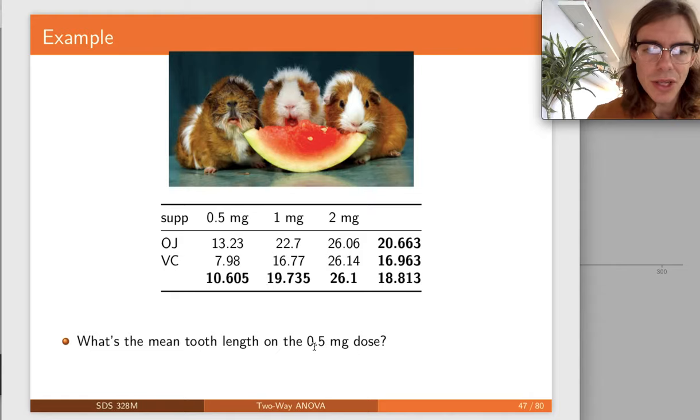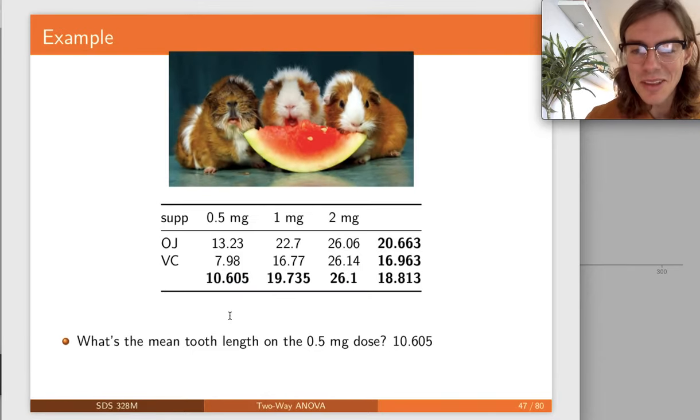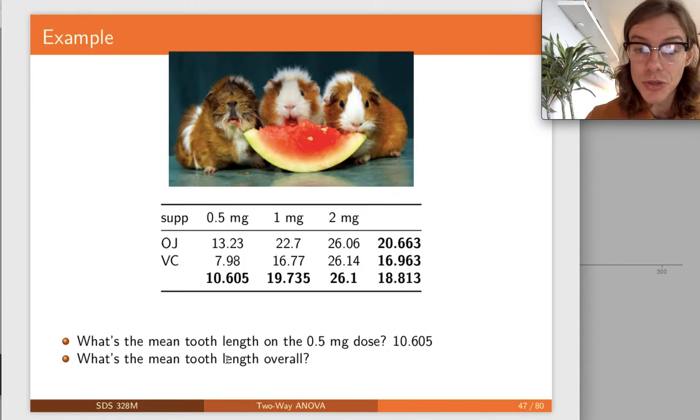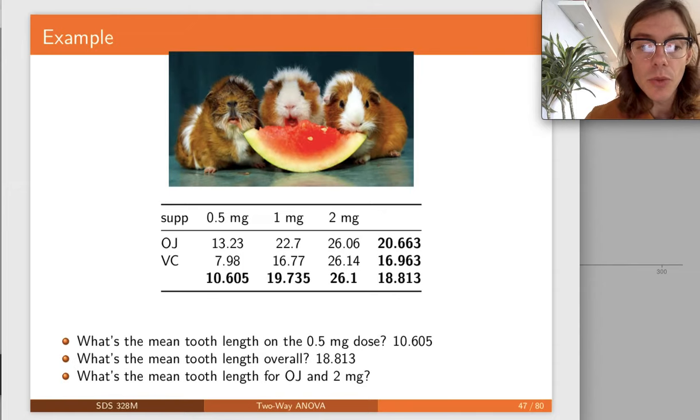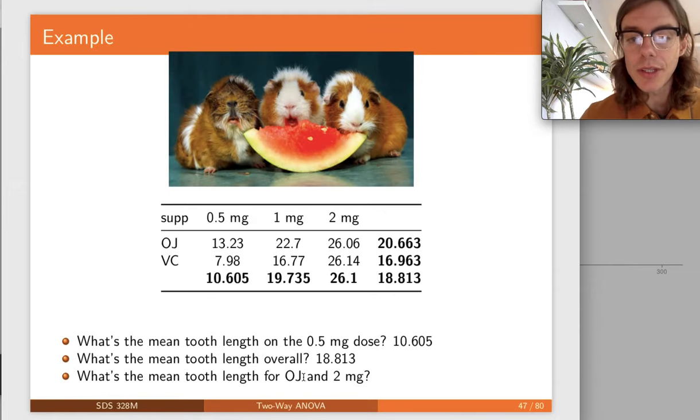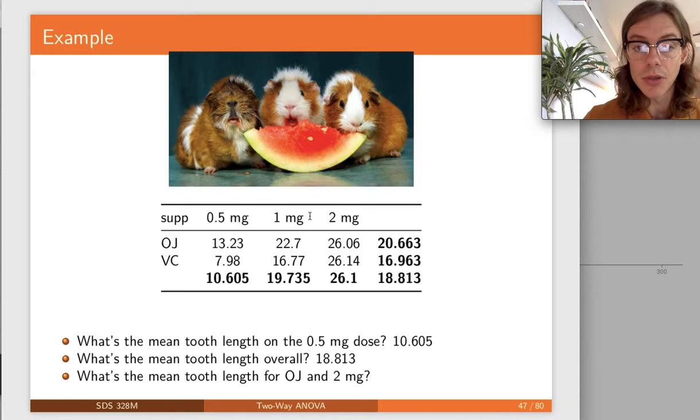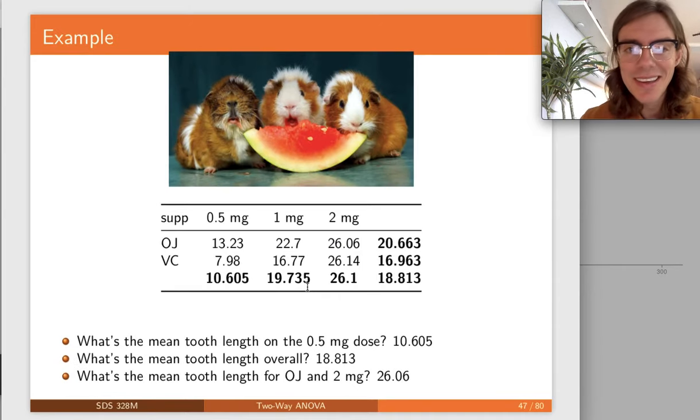Cool. So these are just questions, like what's the mean tooth length for the guinea pigs on the 0.5 dose? That's just this one, right? Average tooth length for those guinea pigs. I usually ask these questions in class, but it doesn't make sense to ask them now, I guess. What's the average tooth length overall for every guinea pig in this study? That's like 19, right? 18.813. That's your grand mean. And then what's the average tooth length for guinea pigs who got the orange juice and got the 2 milligram dose? So orange juice, 2 milligram dose, that's 26.06, right? Cool. So these are just making sure you're awake.